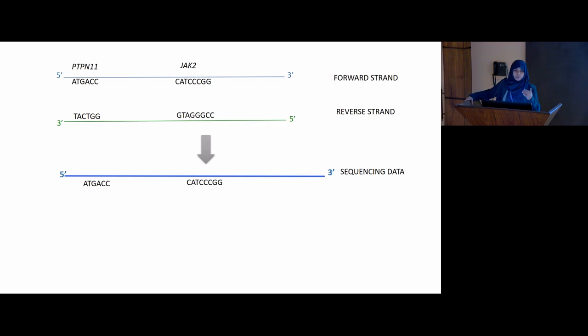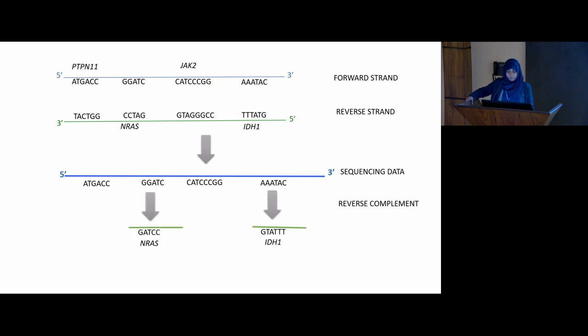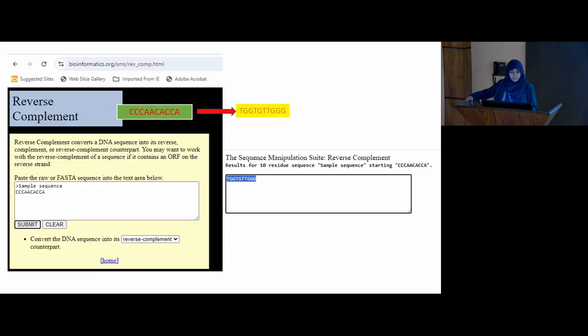Earlier we saw PTPN11 and JAK2, which are forward strand genes, so the sequencing data we get in the 5' to 3' direction will match. But if the genes are on the reverse strand, the sequencing data will not match, so we have to reverse complement it and then check the sequence. The sequence we had for NRAS that I took from IGV, I will now put into a reverse complement tool on the bioinformatics.org website, and we get the reverse complement of it.